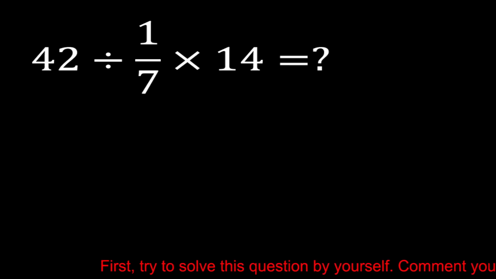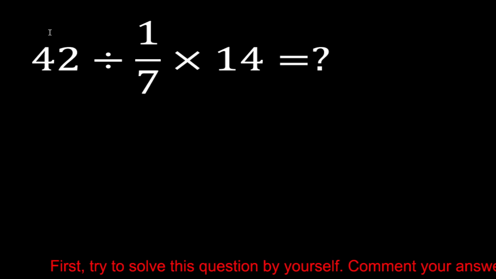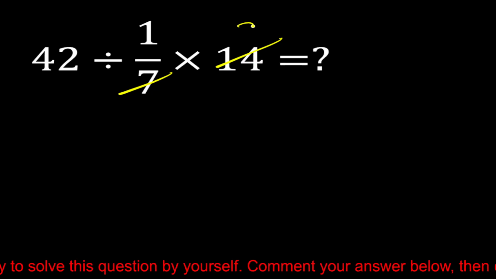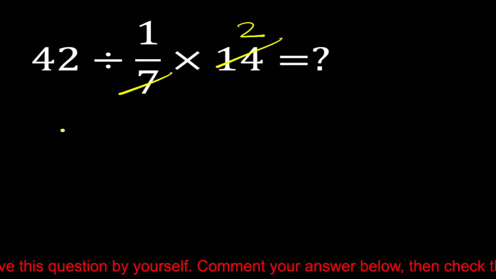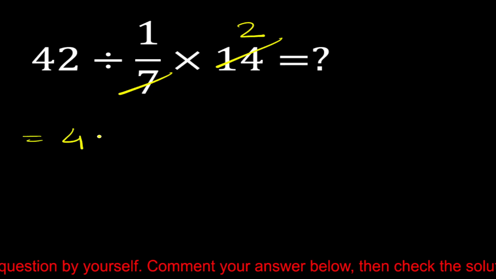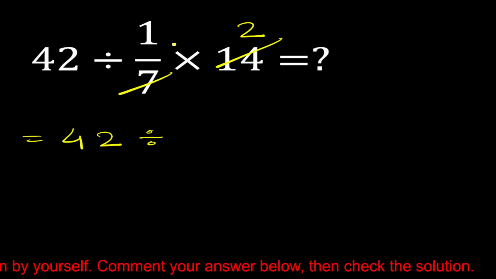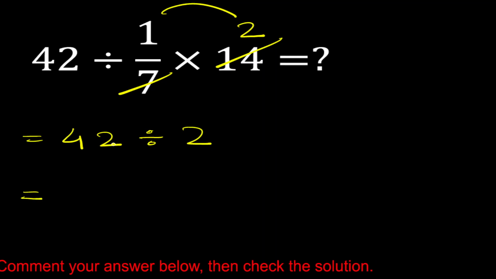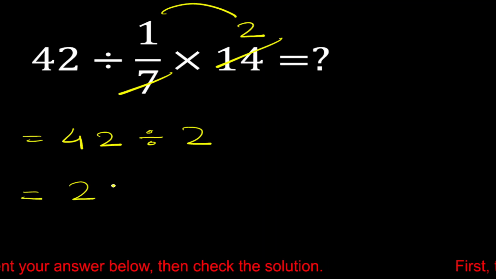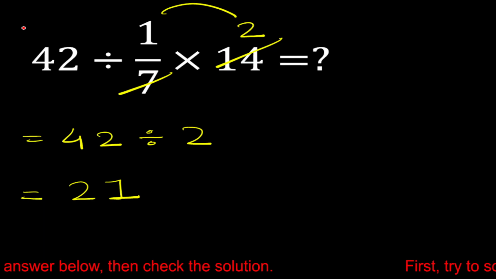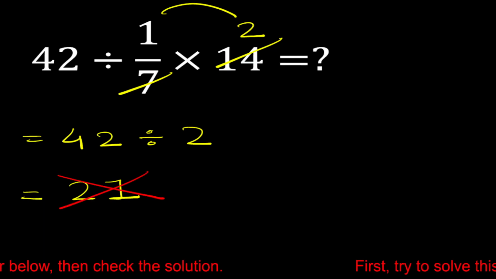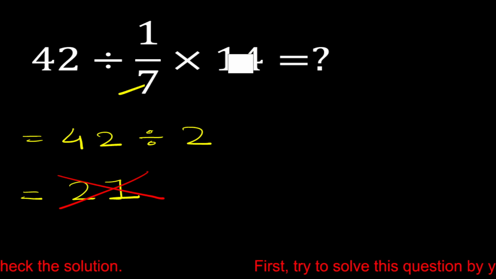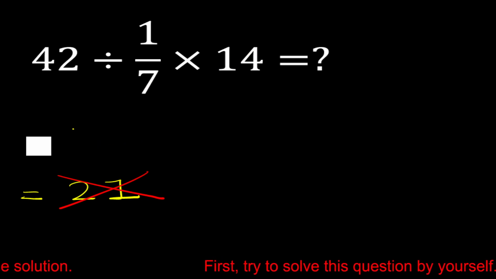So most people solve this question like 14 divided by 7 is equal to 2. So 42 divide 1 multiplied by 2 is equal to 2. Okay. So now 42 divided by 2 is equal to 21. But this answer is not correct. This answer is completely wrong. Okay. Now let's solve this problem correctly by using the PEMDAS rule.